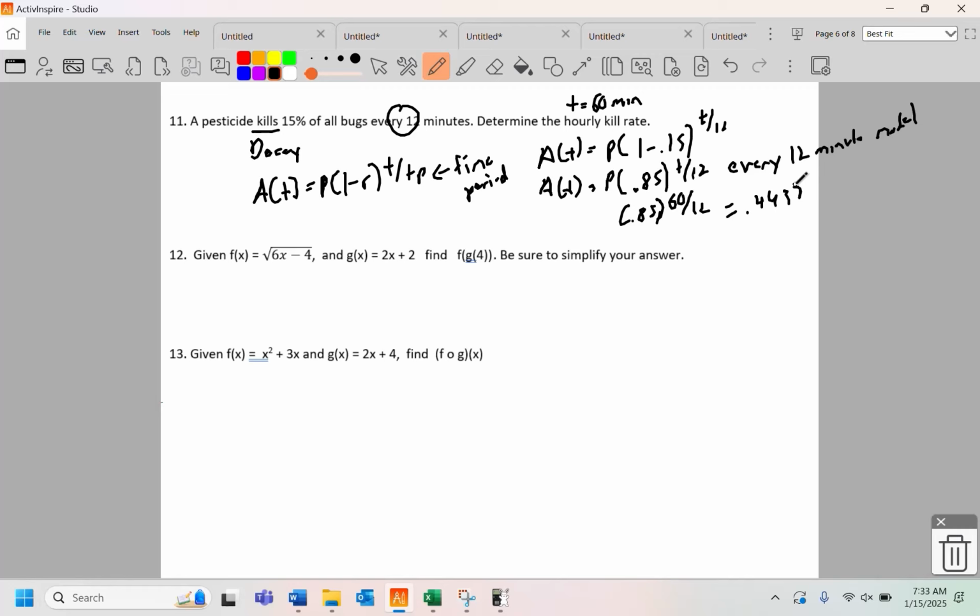This is not the hourly kill rate. This is what's left. After you do this, you have 44.37% of the population left. Think about how this was originally 1 minus r. We're saying 1 minus r is 0.4437. That's what's being said. So we're going to shift some things around. 1 minus 0.4437 is my rate, which is 0.5563.